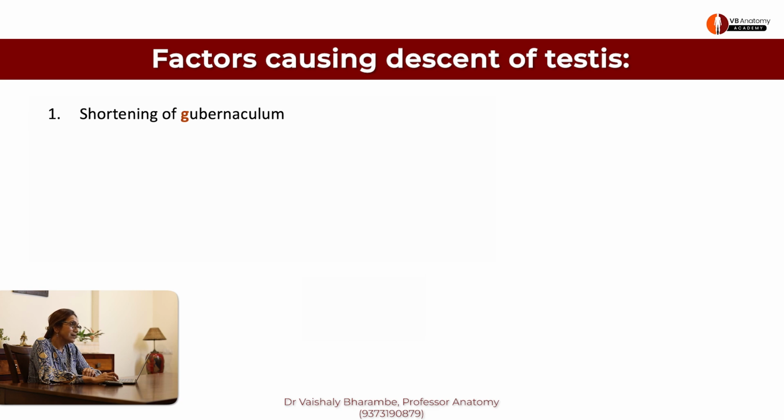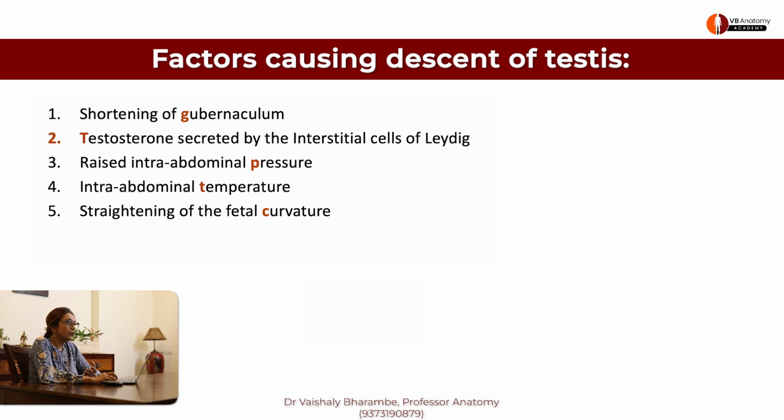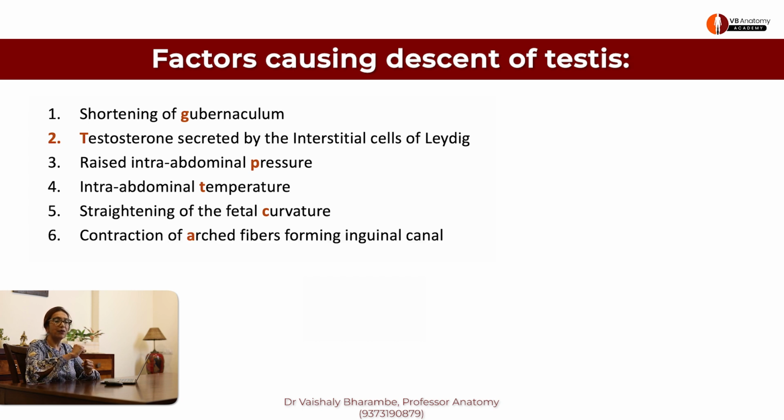Now, question is, what are the factors in the body that cause the testes to leave the abdominal cavity and come and lie in the scrotum? One is the shortening of gubernaculum. Remember, I'm giving you a mnemonic, pay attention. Shortening of gubernaculum, release of testosterone from the interstitial cells of Leydig, raised intra-abdominal pressure, raised intra-abdominal temperature, both. Straightening of the fetal curvature along with contraction of the inguinal canal muscles. You remember it passed through all these muscles? These literally squeeze the testes into the scrotum.